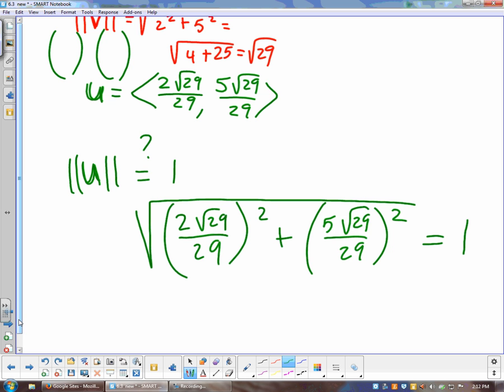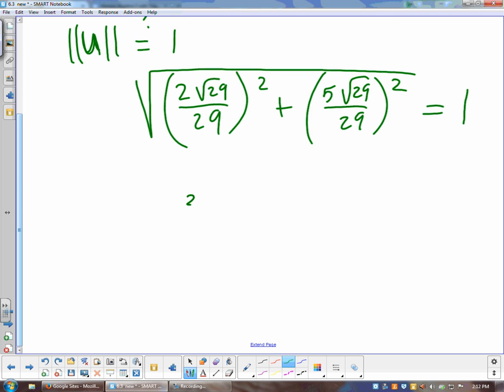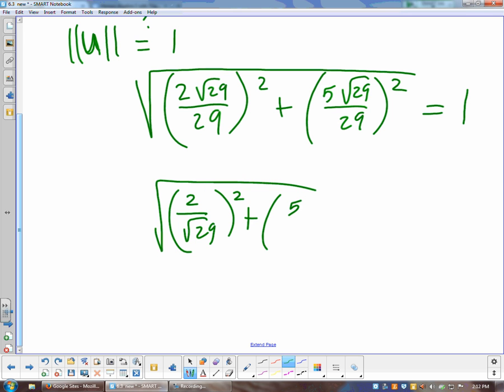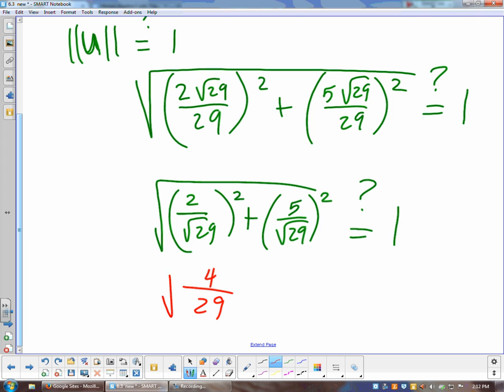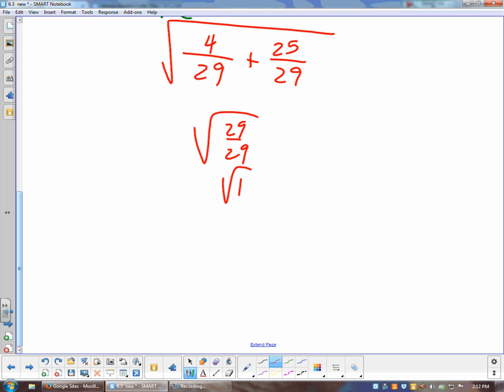Well, I might not appreciate having this in rationalized form, so I might want to just leave this as (2 over square root of 29) squared plus (5 over square root of 29) squared. I think it's going to be easier to see if that's actually equal to 1 or not. So if I square the 2, I get 4. If I square the square root of 29, I get 29. And over here, 5 squared is 25. Square root of 29 squared is just 29. And sure enough, that is 29 over 29, which is 1. And the square root of 1 is equal to 1. So it does work, and we did find a unit vector.